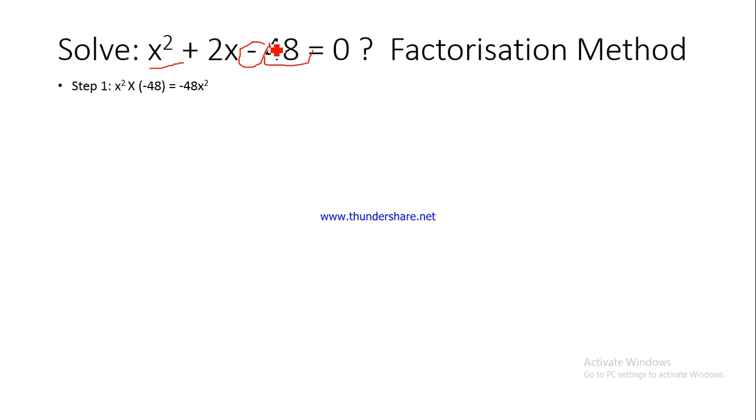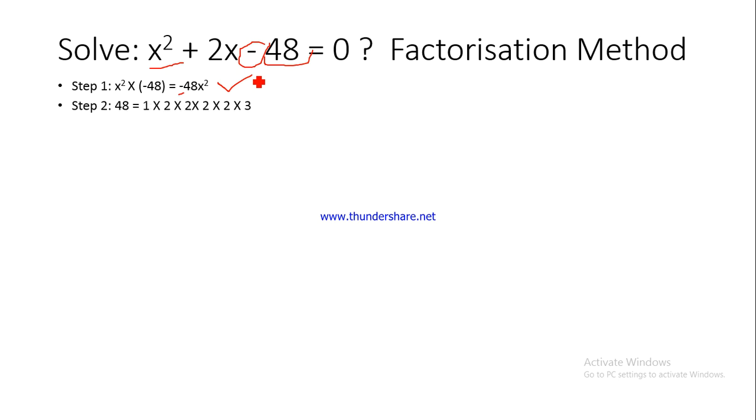So when you multiply the two, what product are you going to get? You are going to get minus 48x square, and this is pretty important. Don't forget this. This is very important. So minus 48x square, this is the term that you will get.